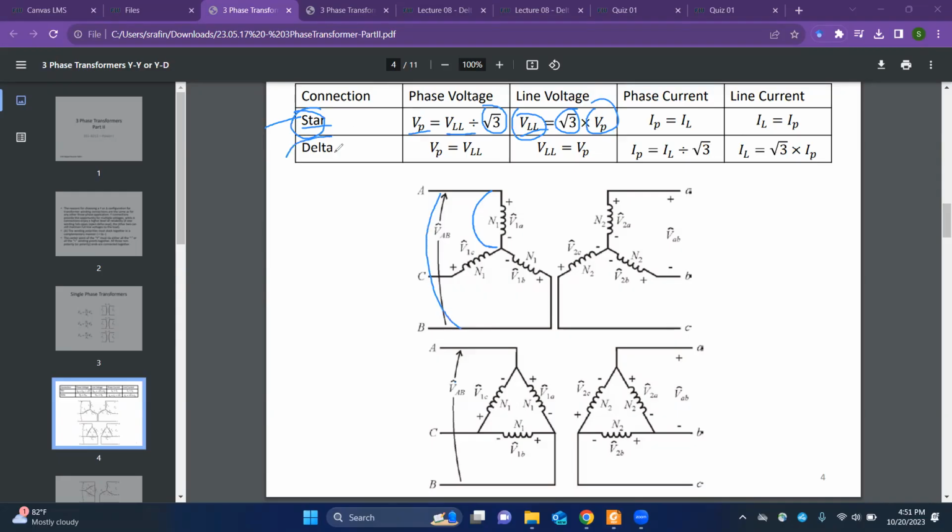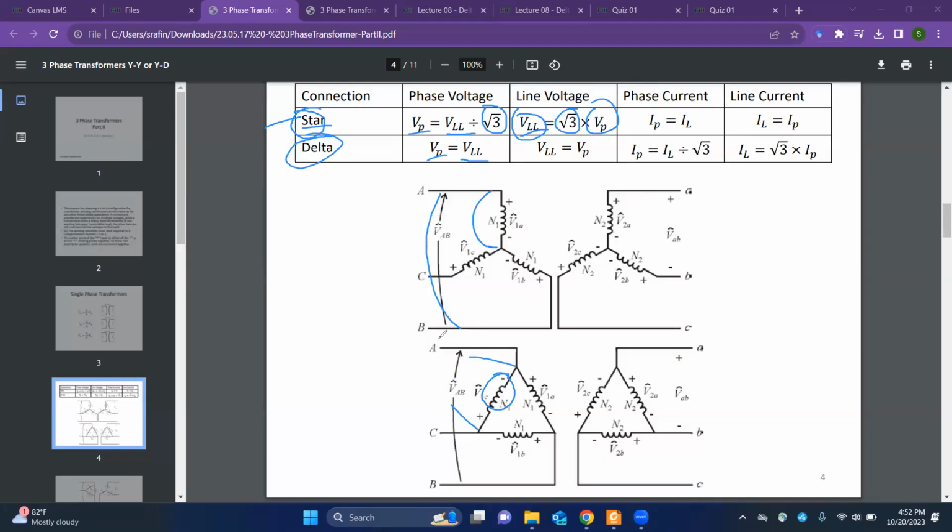But for delta connection, the phase voltage and line voltage, they're the same. Let's see. So this is one phase. So the phase voltage should be from this point to this point.